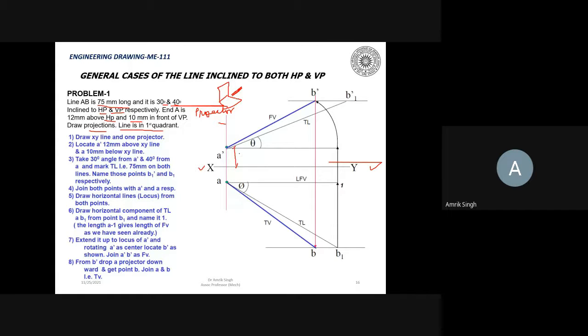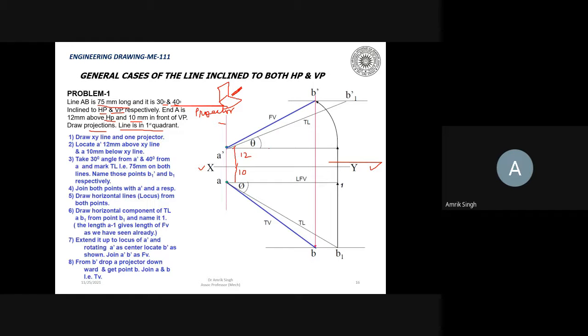Okay, point A is located. And 10 mm below the XY line. So this is 10 mm in front of VP. So 10 mm in front of VP, this one will come. Where will you draw this one? Below. So this is 10. First of all, this is what you have to learn to draw. Did you understand?